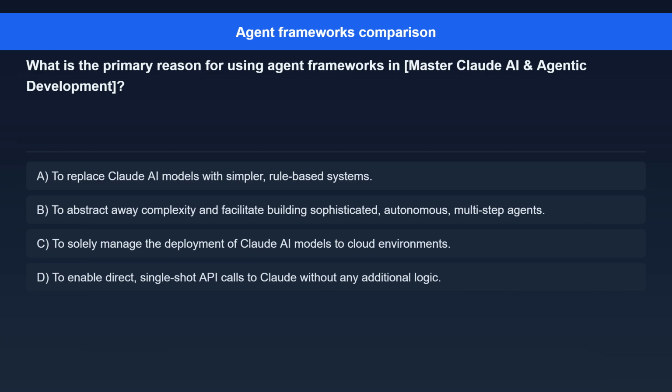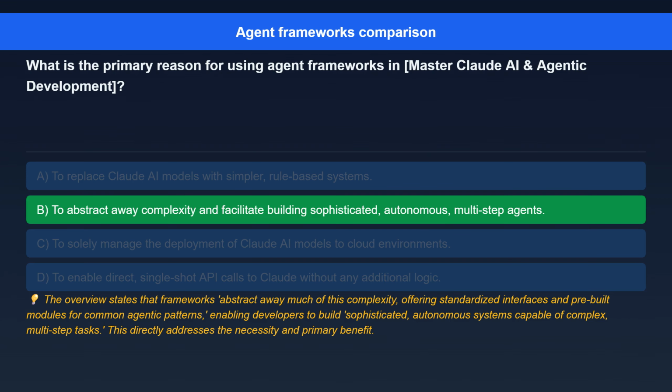Question 7. What is the primary reason for using agent frameworks in Master Claude AI and Agentic Development? Option A. To replace Claude AI models with simpler, rule-based systems. Option B. To abstract away complexity and facilitate building sophisticated, autonomous, multi-step agents. Option C. To solely manage the deployment of Claude AI models to cloud environments. Option D. To enable direct single-shot API calls to Claude without any additional logic.